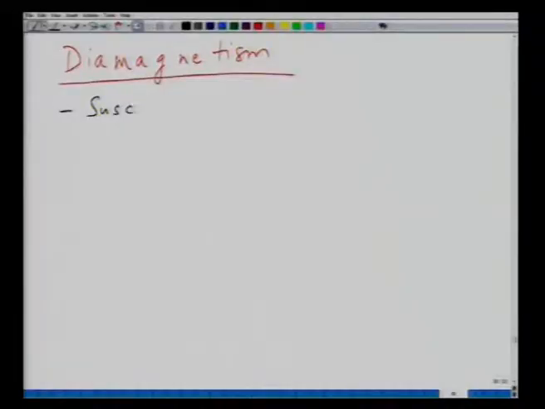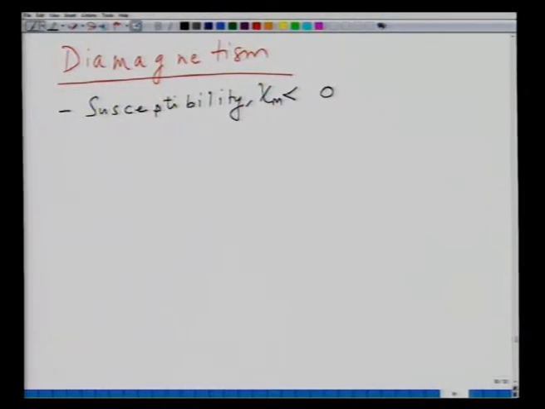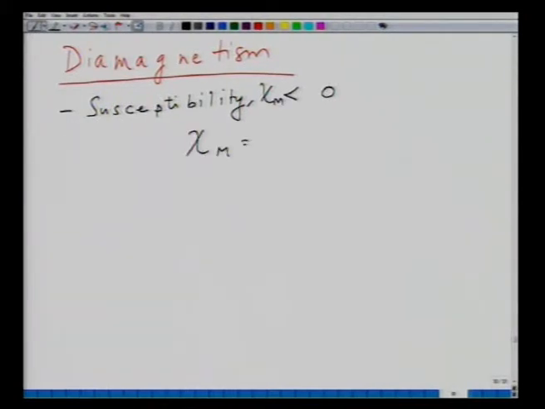Now, diamagnetism, as we said earlier, happens in materials which have susceptibility less than 0. What it means is that chi m is equal to m by h. Since h is positive, m has to be negative. So you can see from the sign of this susceptibility that the magnetization which is induced in the material is negative, which means it happens in the direction opposite to the applied field.